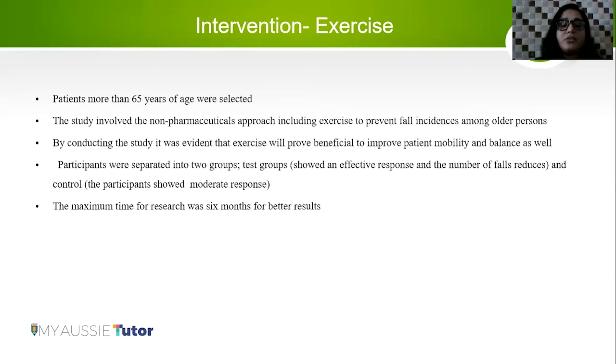The test group will show an effective response and the number of falls will also be reduced. However, on the other side, the control group will be a group of people who show a moderate response towards the exercise. And the maximum time for research will be 6 months to attain better results of the intervention. So exercise will be provided to all the persons who will be aged more than 65 years, in two groups, including the test as well as the control group.